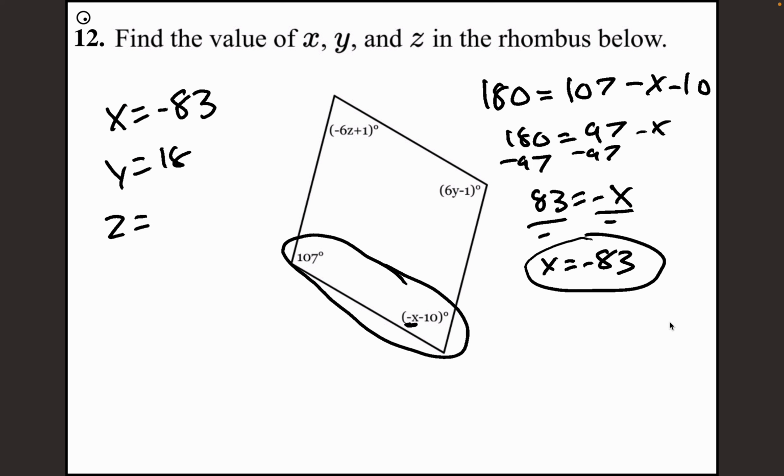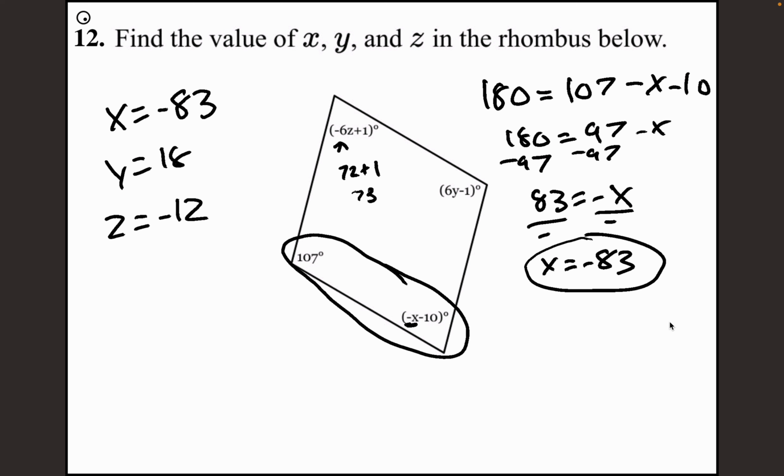What do we get for z? Negative 12. Because it's negative 6 right here. It's not a negative angle because negative 6 times negative 12 is a positive. Because then that's 72 plus 1, which is 73. Yes. Okay. Take your time on this.